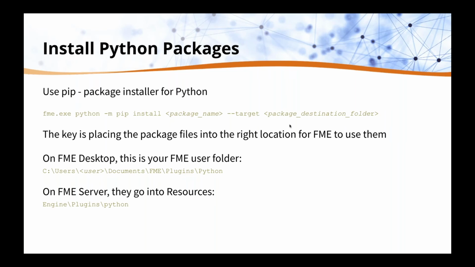So there are a few places you can actually put these, but for best practices, the best place to put them is these two locations. So on FME Desktop, you have your FME user folder. So it's typically found in your documents folder on Windows, and I'll show what it looks like on Mac here in my demo coming up. You'll find that in your documents under FME. You'll see there's a plugins Python folder there by default, and that's the location where you'd need to install any Python libraries or modules or packages or anything that you're using. On FME Server, they go into resources. That's your system share folder under engines, plugins, Python. So I'll show what that looks like coming up as well.